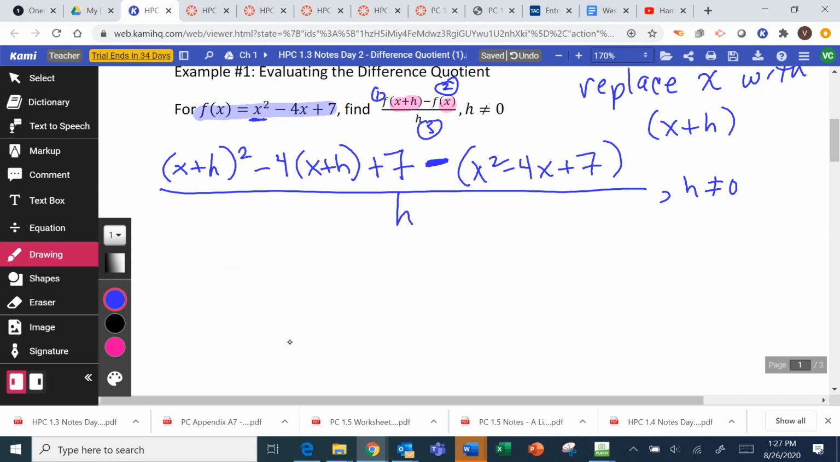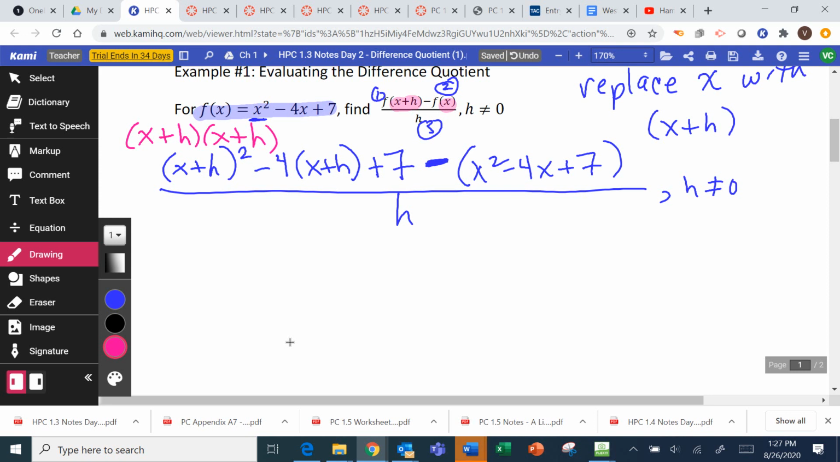So now we're going to simplify. I went over this in first bell, and a lot of people missed it. So let's get our attention up here for just a moment. When you square a binomial, when you square x plus h, when you multiply x plus h times x plus h, you will get 3 terms. You will not get 2 terms. You will get 3 terms.